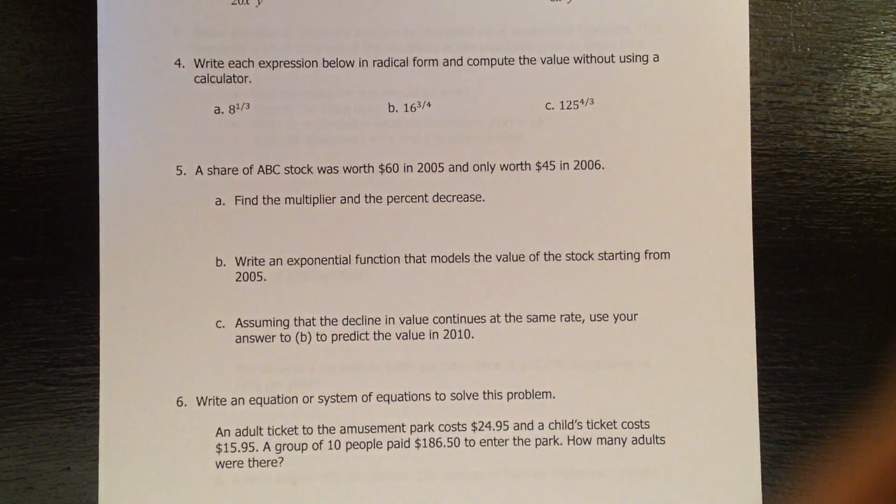This is problem number 5 from the Chapter 7 closure problems. A share of ABC stock was worth $60 in 2005 and only worth $45 in 2006. Part A says, find the multiplier and the percent decrease.